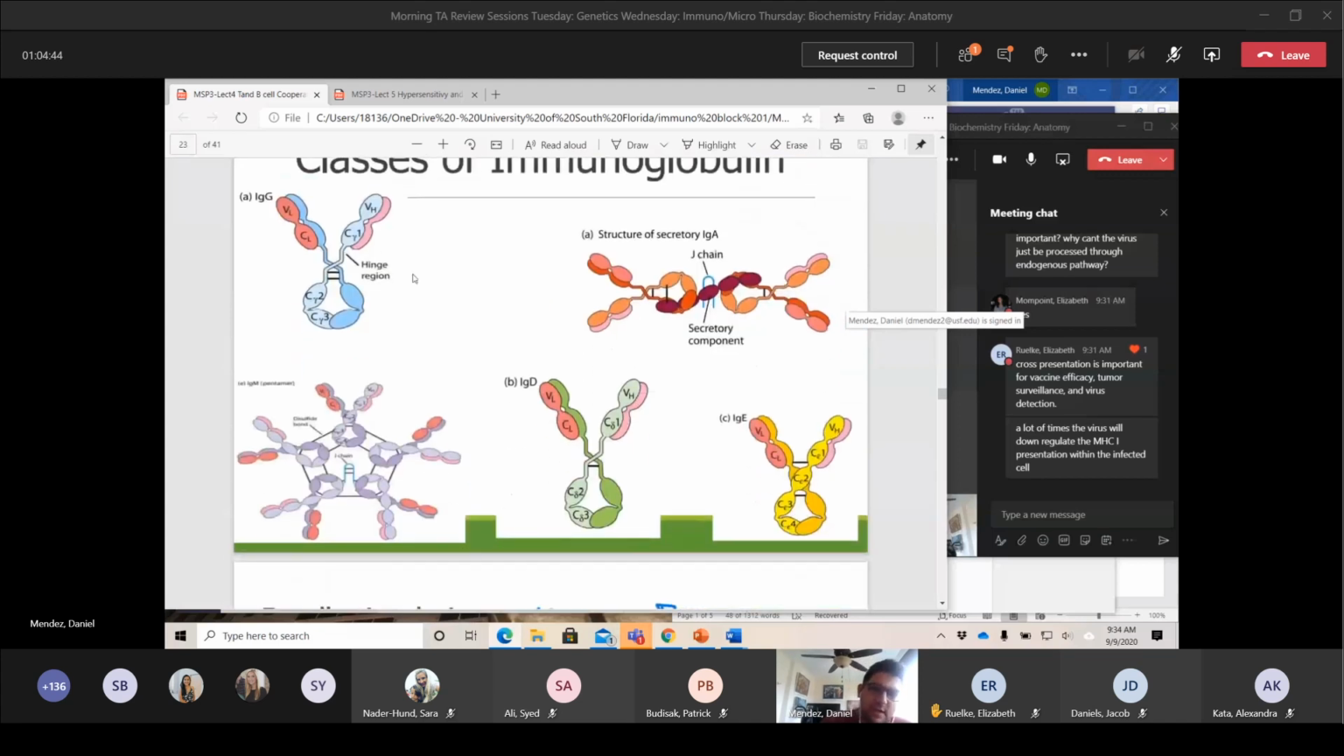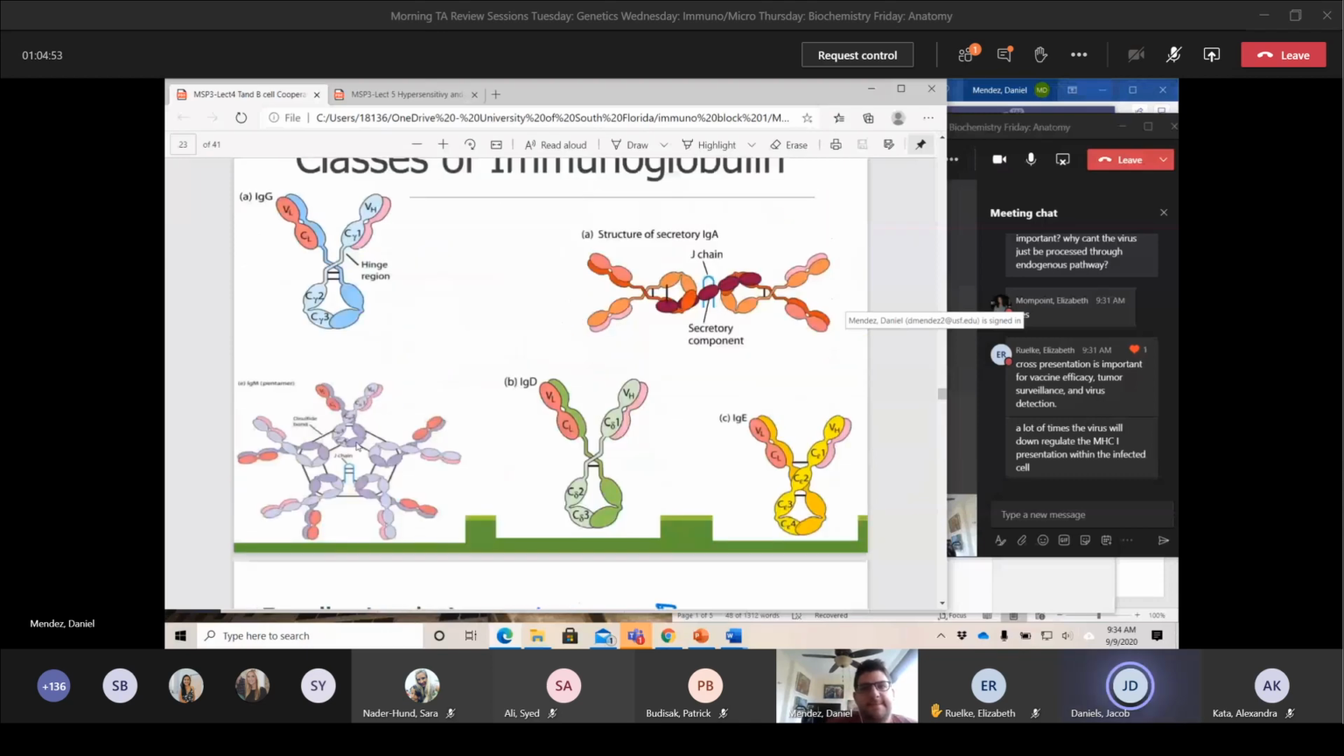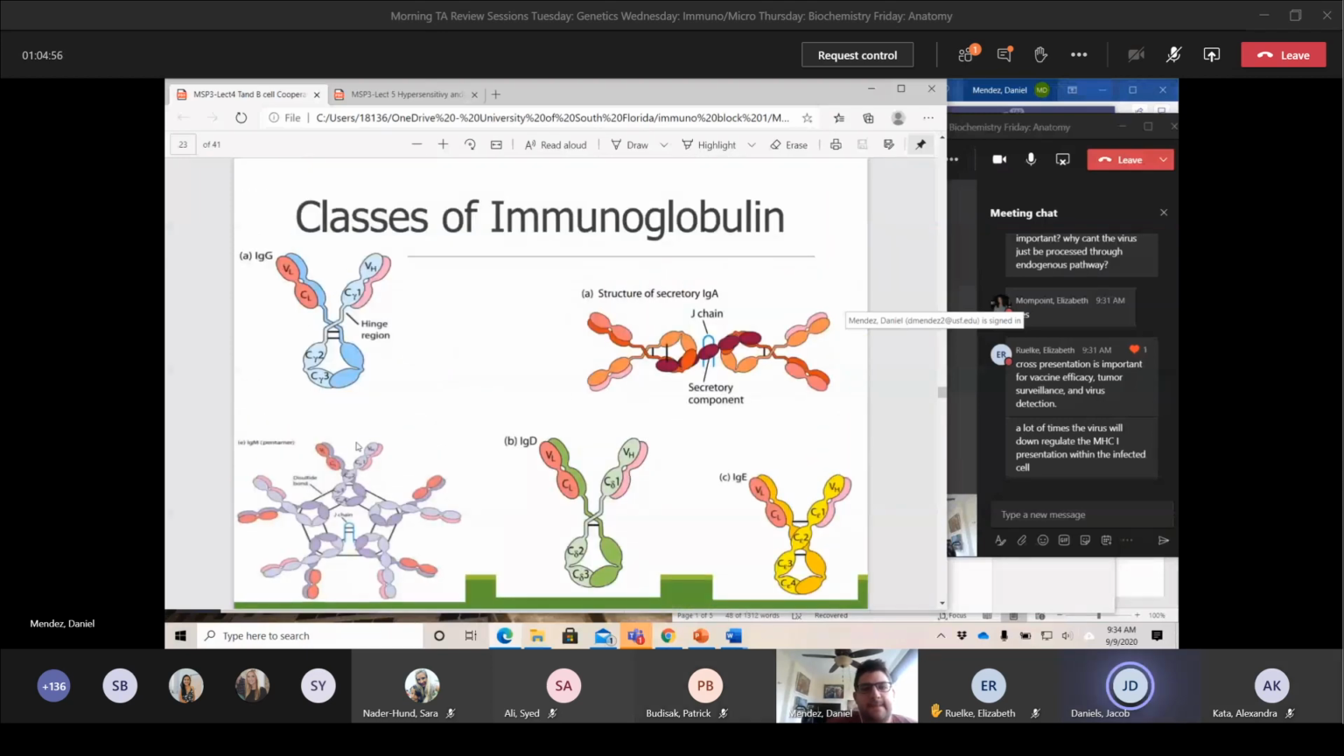Here they are again, IgG, A, D, E, and M, M being the first one that is made. Hey, Daniel, yes. What is IgM's job exactly, besides being like the first one synthesized? So it has a normal job of neutralization, but it is not really as specific, and it's not as versatile as IgG. So IgM and IgG have very similar jobs, but G is a lot more specific and a lot more effective. Gotcha. Thanks, man. No problem.